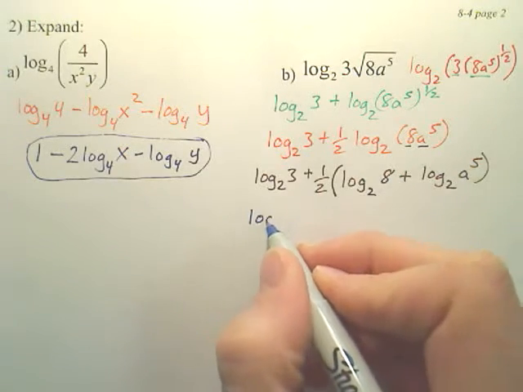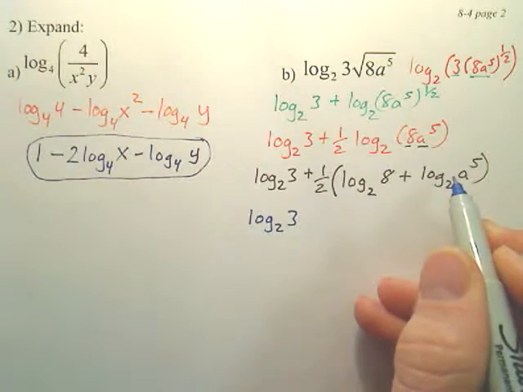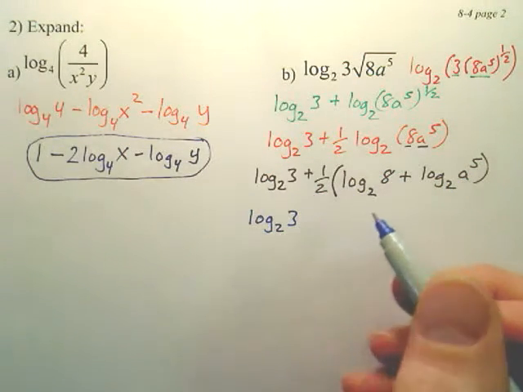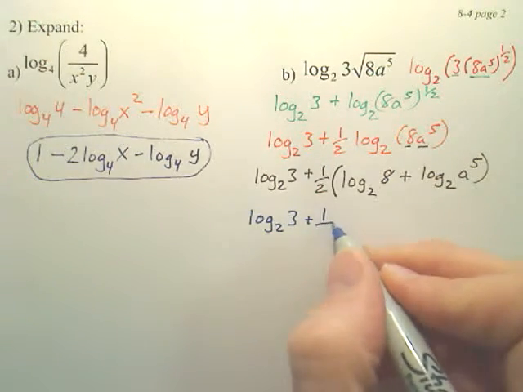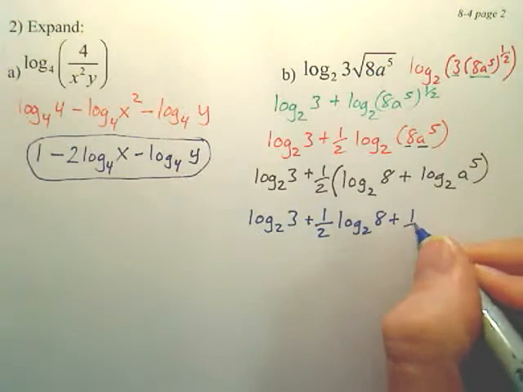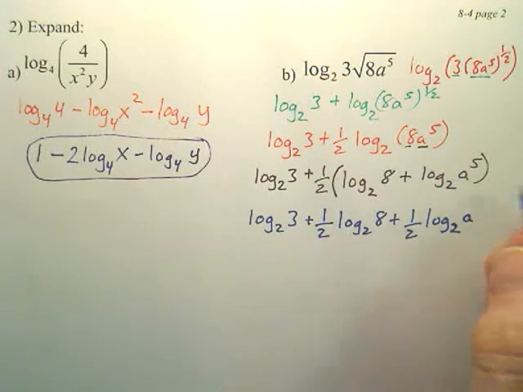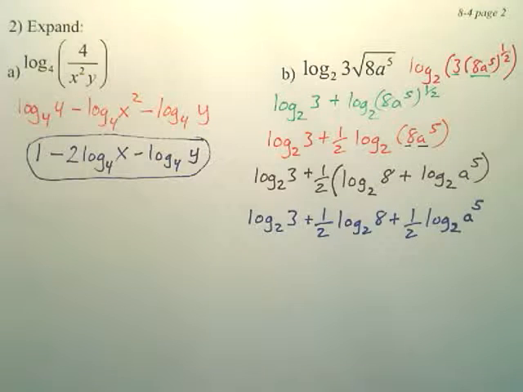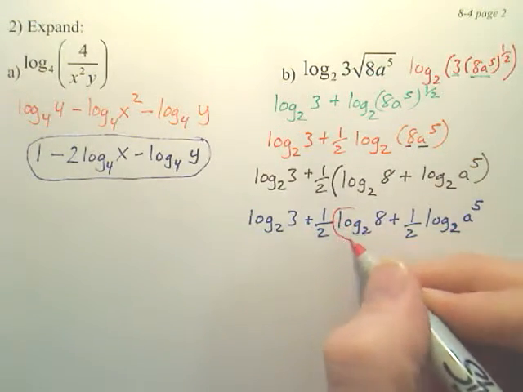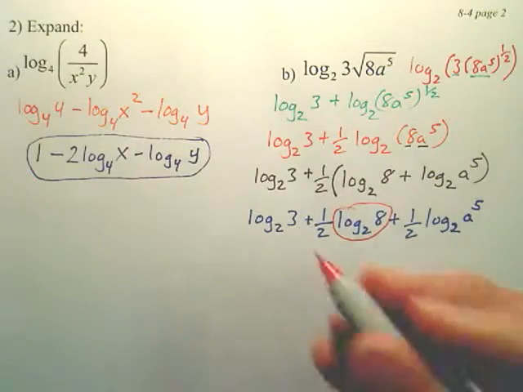Next, we got log base 2, 3. Could I distribute the 1/2 to both pieces? I could. I'll do it right now. So that's going to be 1/2 log base 2, 8 plus 1/2 log base 2, a to the 5th. Are we completely done? Now, look at this. Do you know what that is? That's actually 3. 2 to the what is 8? That's 3.